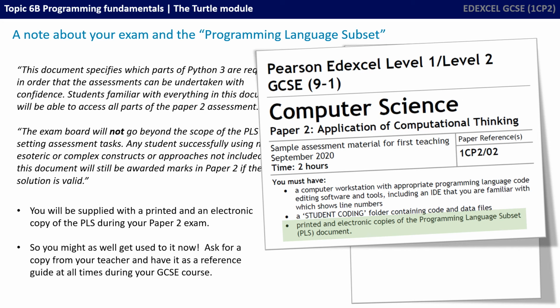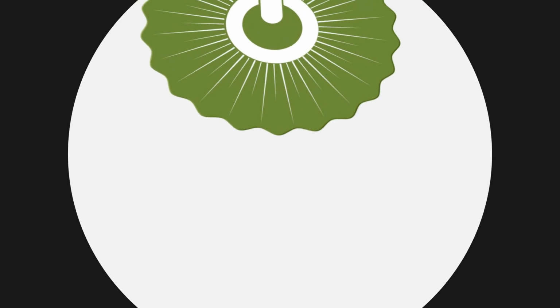Further to this, you will see here from the front of the exam paper that you are actually going to be supplied with a printed and an electronic copy of the PLS during your Paper 2 exam. If this document outlines everything you need to know in order to program in Python during the exam, and you can be guaranteed that you can answer all the questions using all the techniques in this document for full marks, then you might as well get used to using it now. Ask for a copy from your teacher and have it as a reference guide at all times throughout your GCSE course. It will be invaluable.